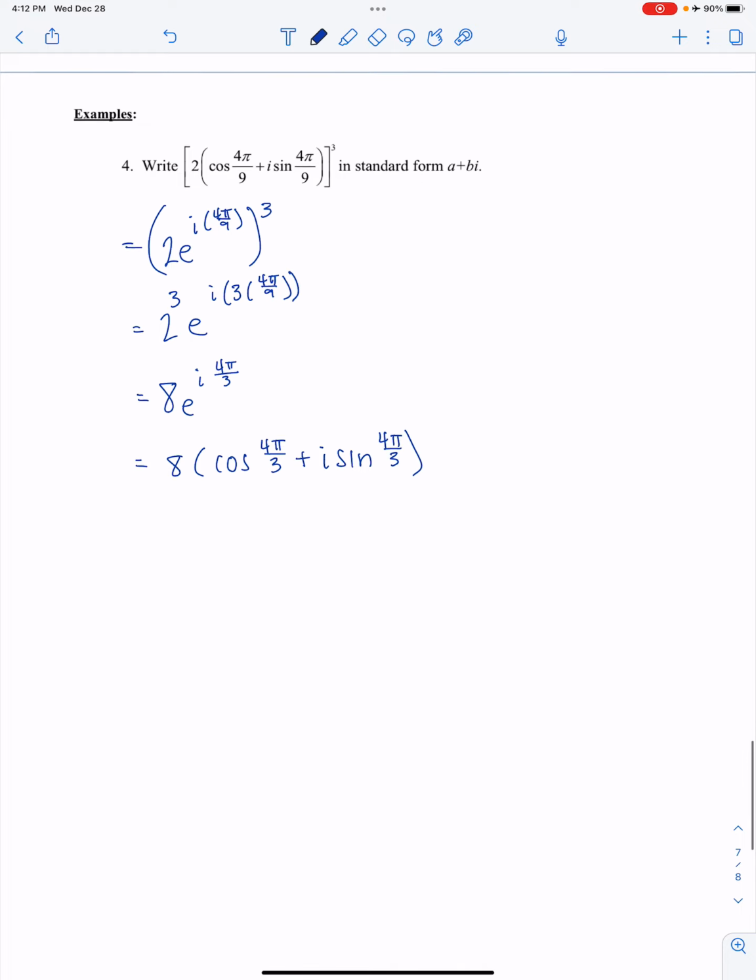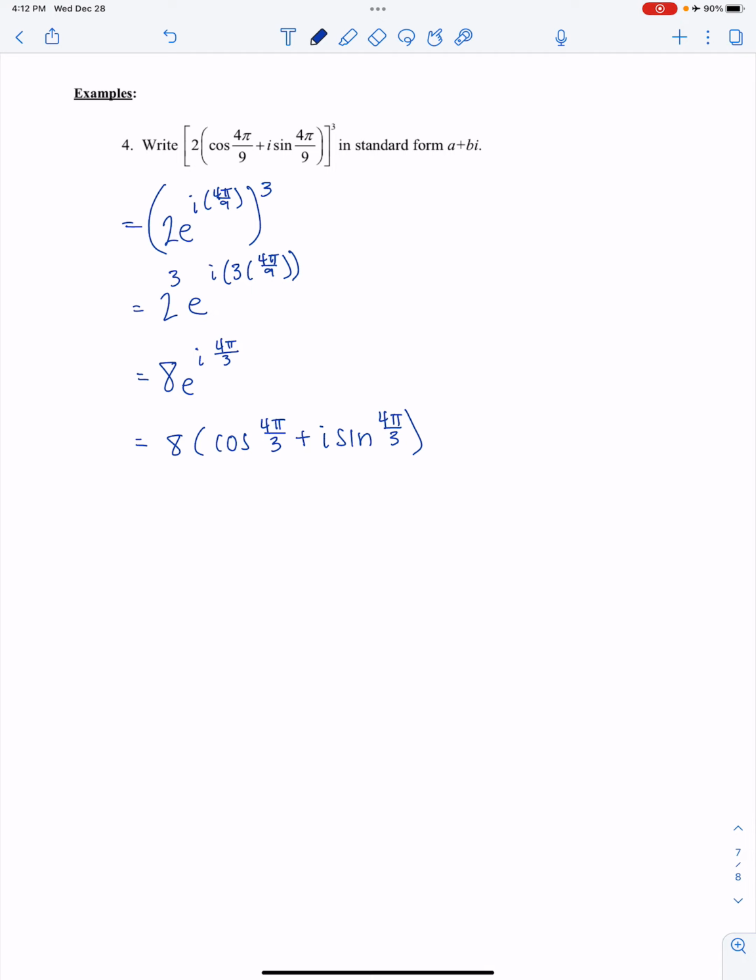And we want it in a plus bi form, so we're going to have to find out what these values are. Cosine of 4 pi over 3 is negative 1/2, and sine of 4 pi over 3 is negative root 3 over 2. So if we multiply these by 8, we will get negative 4 minus 4 root 3 i. And we did it. We cubed that.